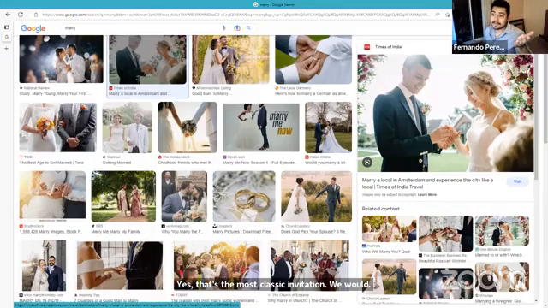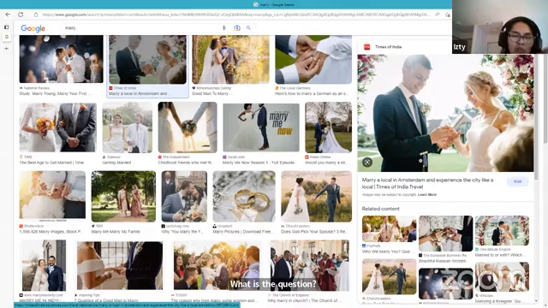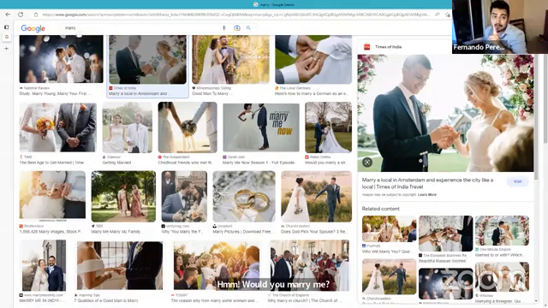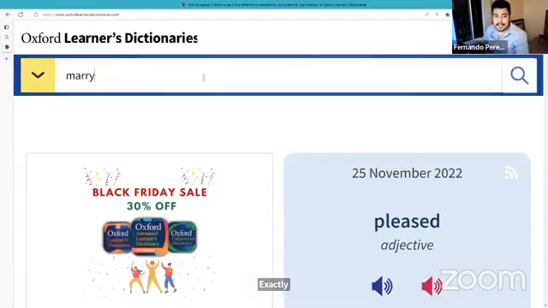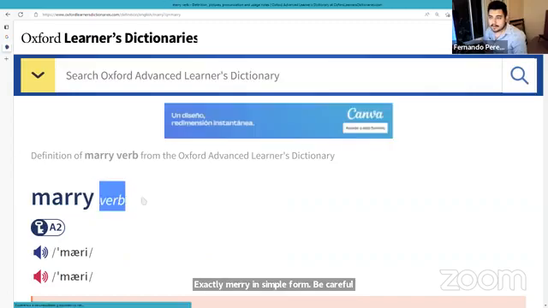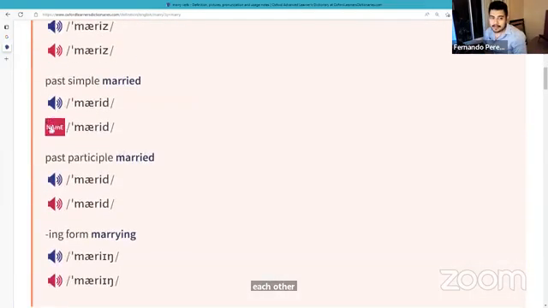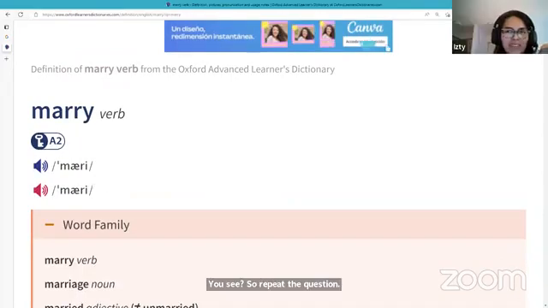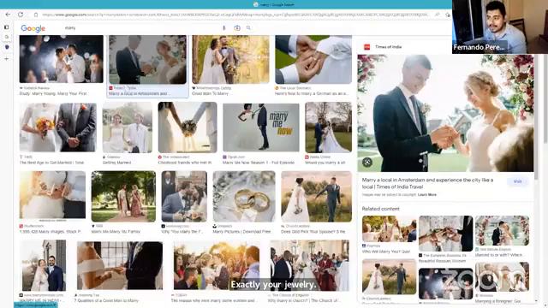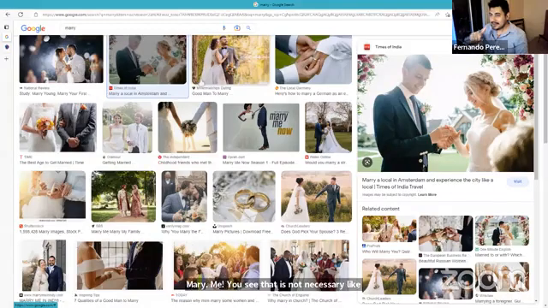What is the question? Would you marry me? Exactly. Marry in simple form. Be careful, because marry is a verb, and married is in past. Married. You see? So, repeat the question. Would you marry me? You see, like is not necessary. What other invitation can you invent? Try to make an example with would, a formal invitation.